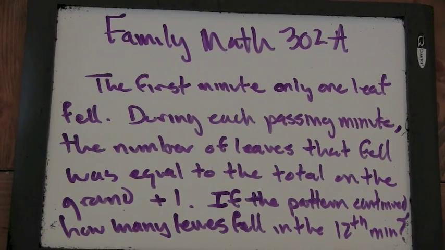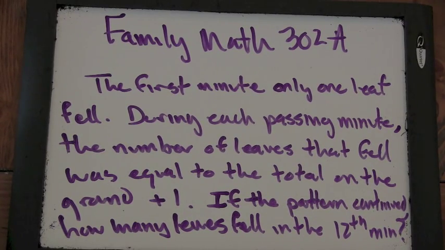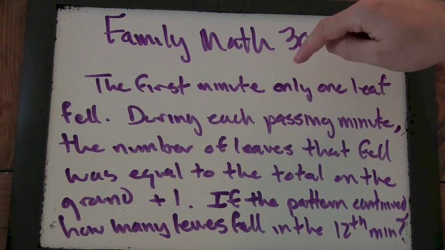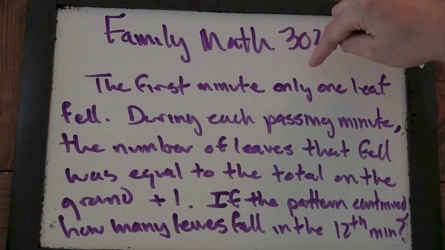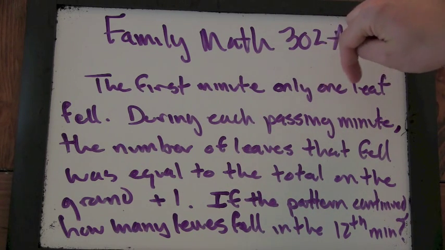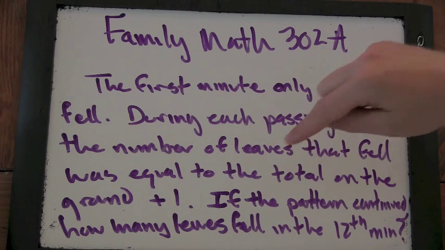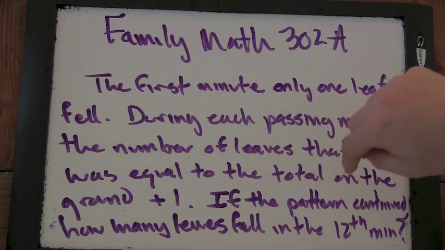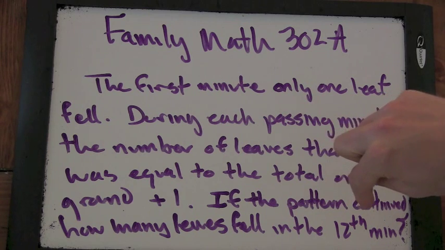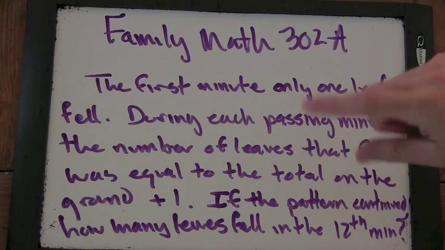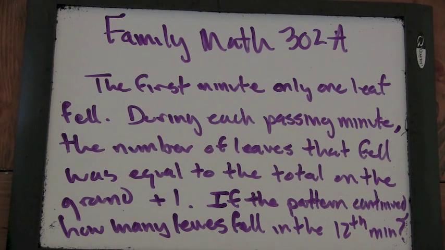So here's the problem. Last weekend I was watching leaves fall from a tree. As the wind picked up, the leaves fell faster, and I noticed the following interesting pattern. During the first minute, only one leaf fell. And then during each passing minute, the number of leaves that fell was equal to the total on the ground plus 1. If the pattern continued, how many leaves fell in the 12th minute and then also the 24th minute?